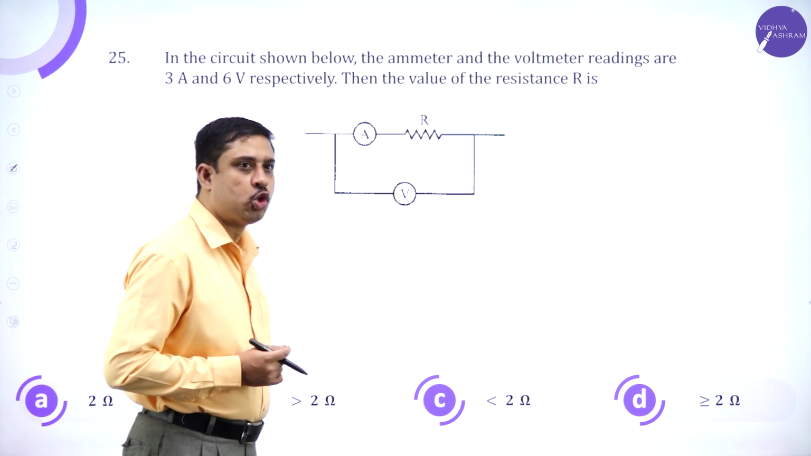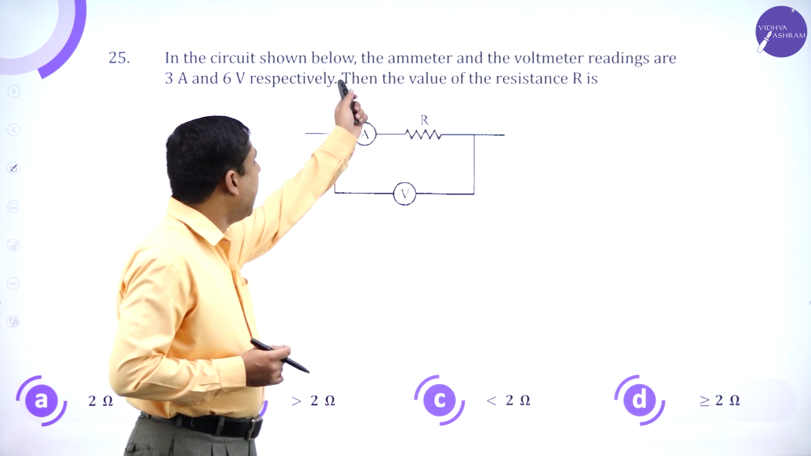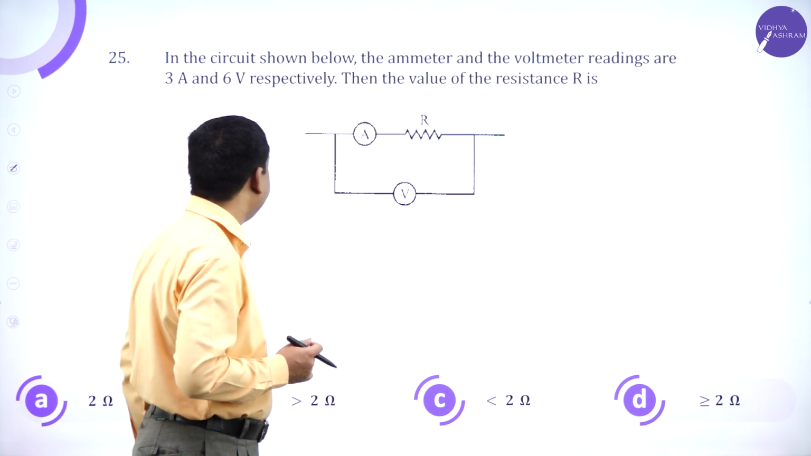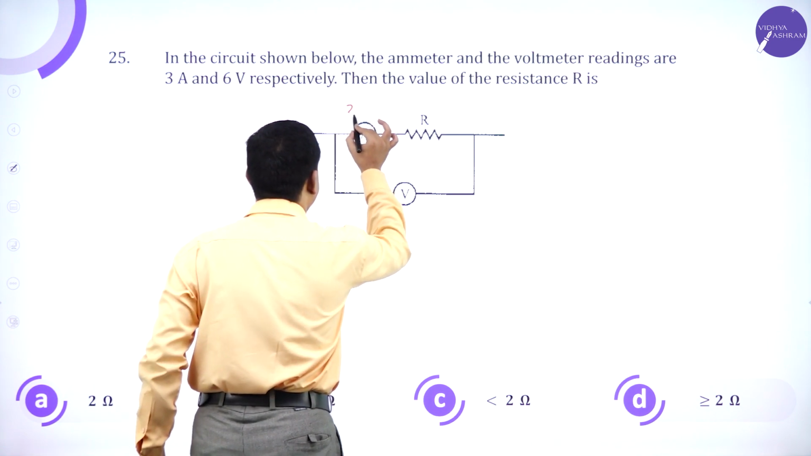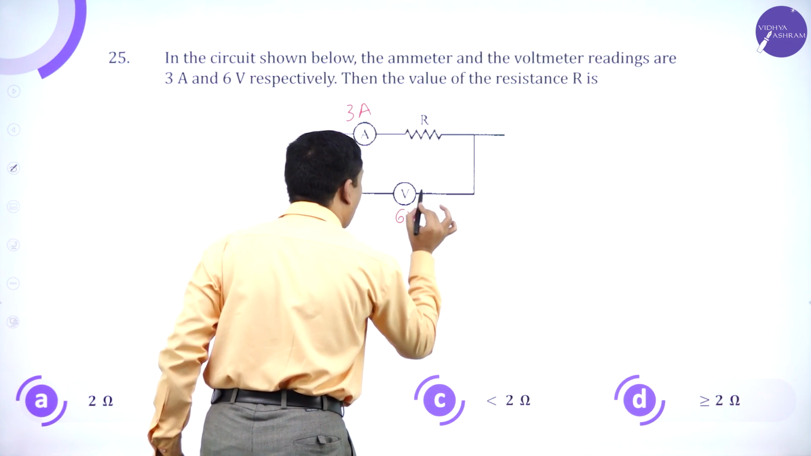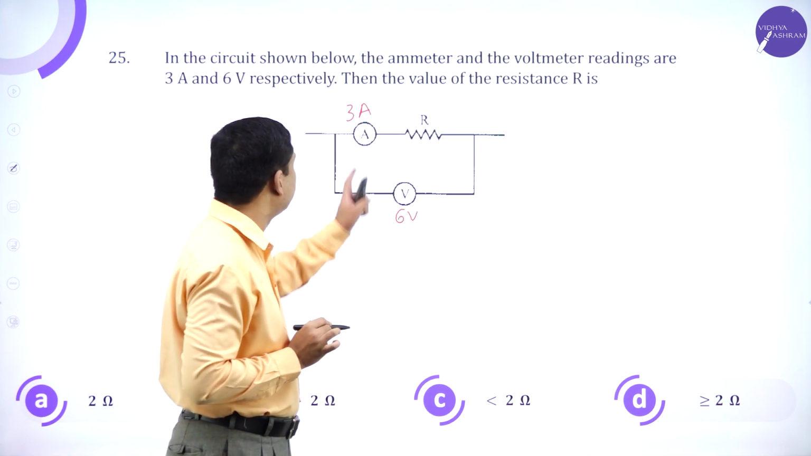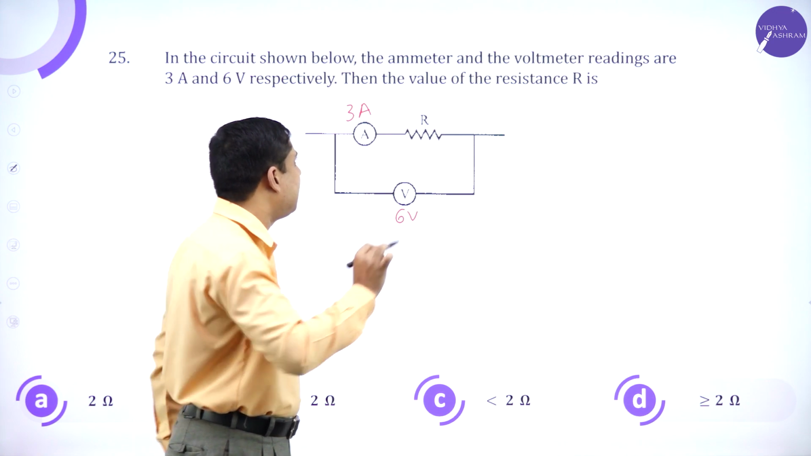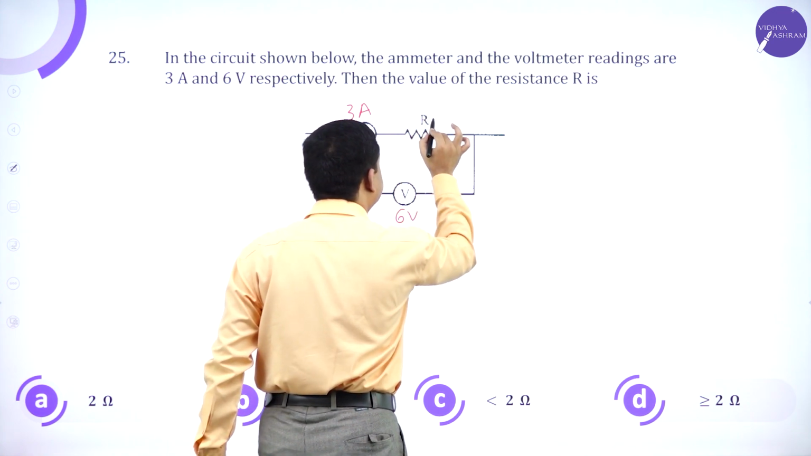In the circuit shown below, ammeter and voltmeter readings are 3 amps and 6 volts respectively. Then what is the value of the resistance R?